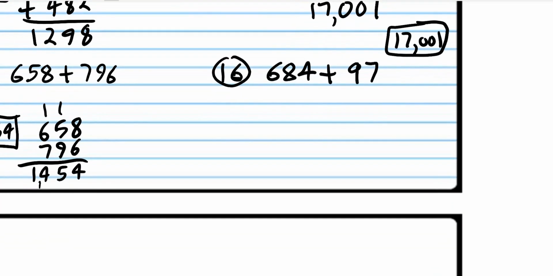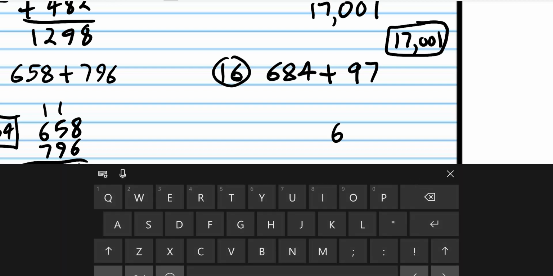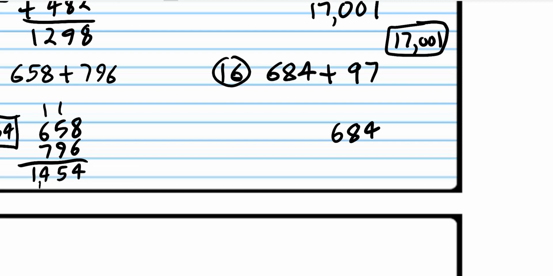All right, next problem. Go ahead and try it, see what you can do, and when you come back, we'll do it together. All right, we're back. 684 times 97. 4 plus 7 is 11, so on and so forth. 781.